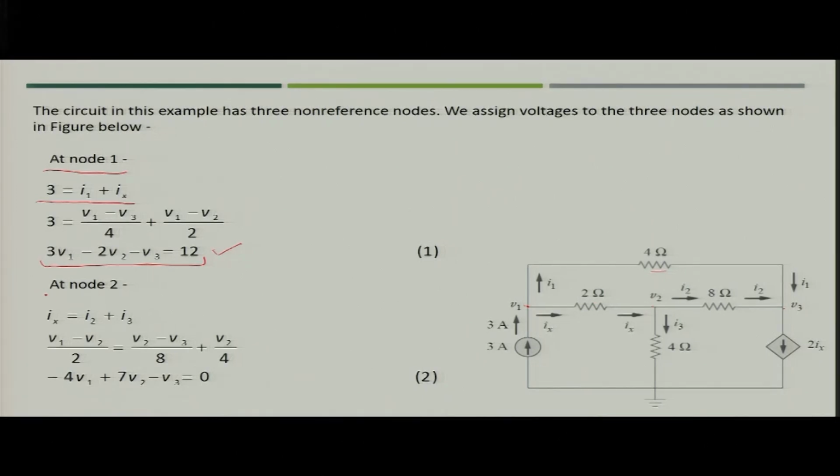Similarly, for node 2, you can write Ix is going in and I2 and I3 are going out. So, Ix would be equal to I2 plus I3. What is Ix? Ix is nothing but V1 minus V2 by 2, I2 is nothing but V2 minus V3 by 8, and I3 would be V2 by 4. So, when you solve, you get another equation in terms of V1, V2, V3.